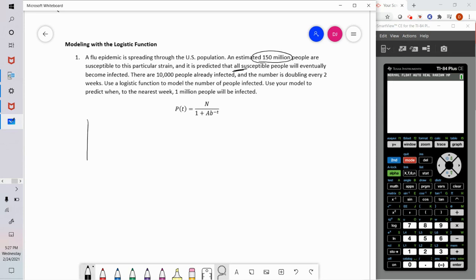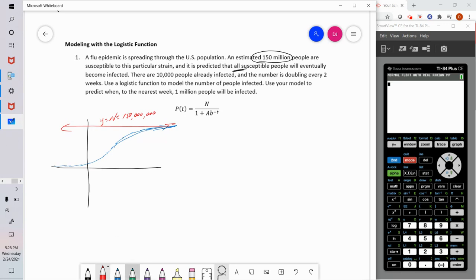Okay, so if I've got the expectation that we're going to see this increase until we reach our maximum, we're going to inch closer and closer to that maximum of y equals N, which is 150 million people. Okay.